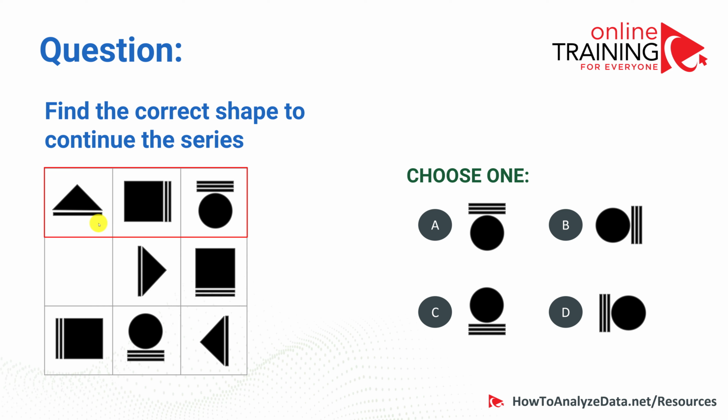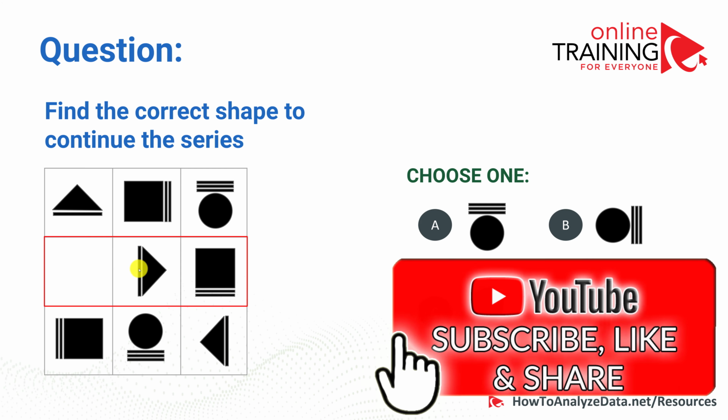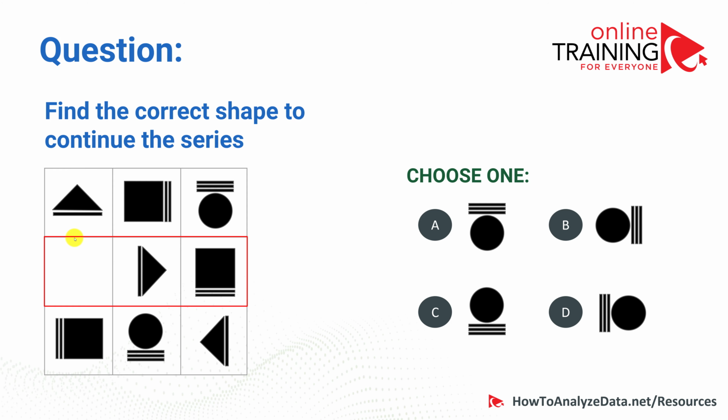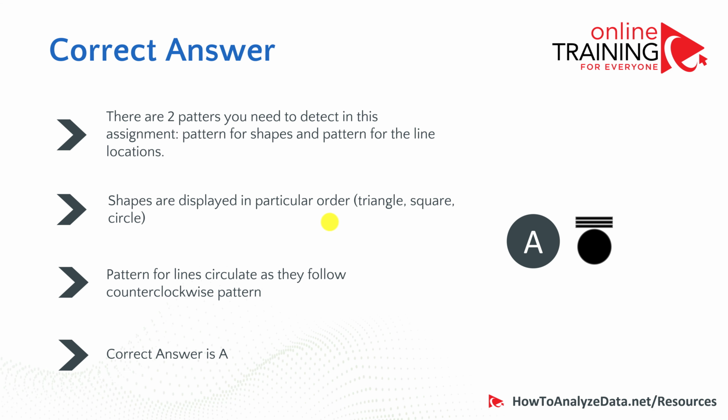And let's see if we are correct and we have a pattern here. So we have bottom, right, top. Then we have left, bottom. So that still matches the counterclockwise pattern. And then we have left, bottom, right. So I think the missing shape here would be the one before the left, which would be on the top. So the right answer in this case would be A, because here we have a circle which matches the circle's pattern, and then we have lines located at the top. Let's verify to confirm that. And as you can see, the correct answer is A.